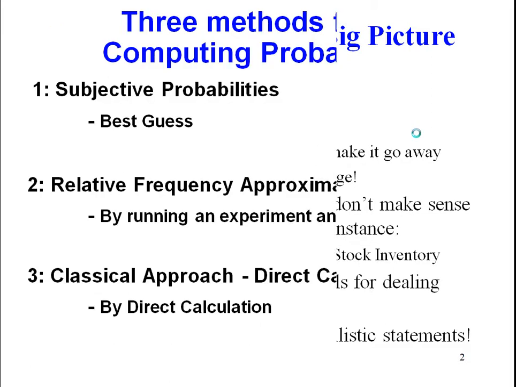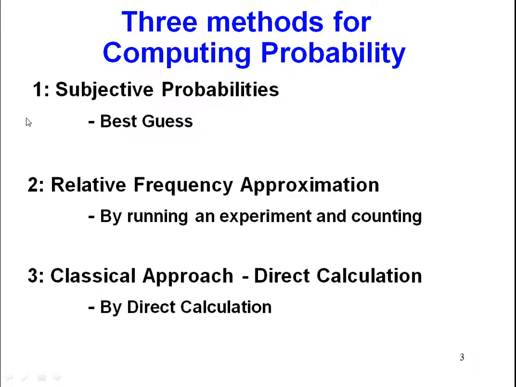Okay. So there are 3 methods for computing probability. One is subjective probabilities, and that is just your best guess from all your previous experience. Another one is relative frequency approximation. You just run an experiment. If you wanted to know the probability of a double when rolling a pair of dice, you could just do it many times and see how many doubles you get, divided by the total number of times that you did it. That'd be an approximation to the probability. The other approach is sometimes called the classical approach, but it's really direct calculation, and that's what we'll be concentrating on, calculating probabilities.